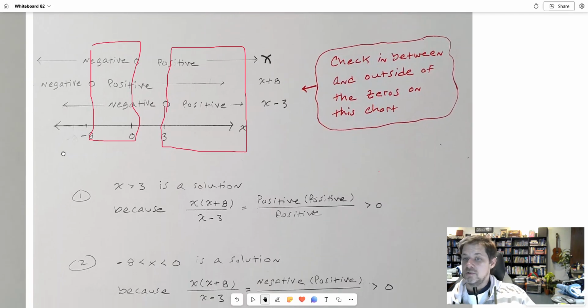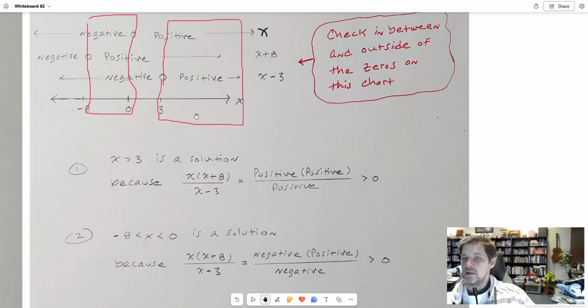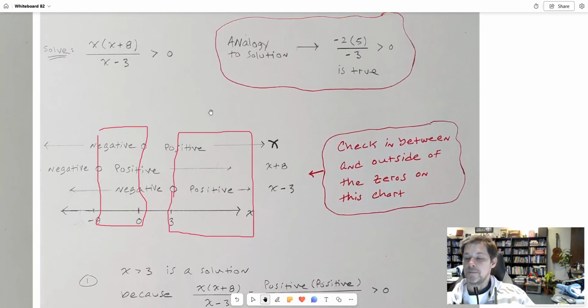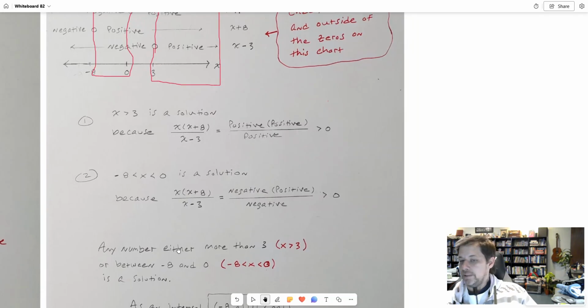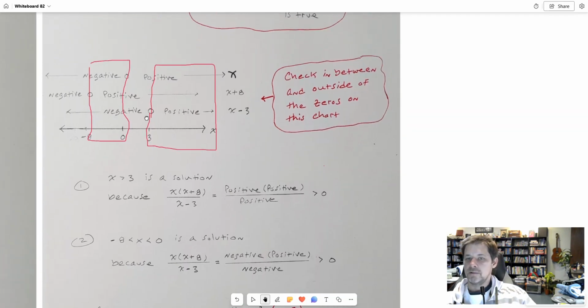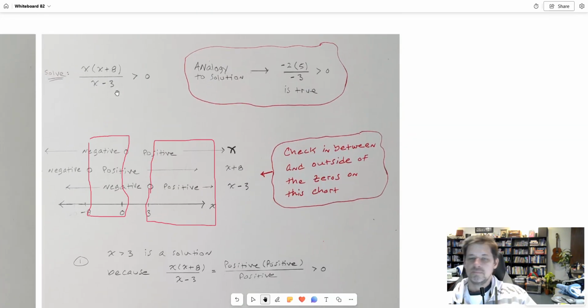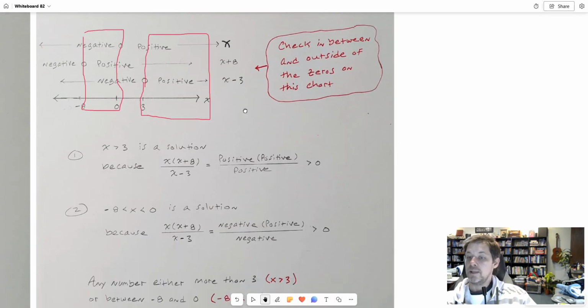So just the parts of the number line that I've boxed here in red are the ones that are going to work for what we're trying to do there. Okay, so I could say just informally my answer is any number that's either more than 3, that's this area here, or between -8 and 0, and that's this one. Those are where your answers are going to be. You pick any number at random in those spots, you can plug it into this, and you'll see that it works out the way that I described here.